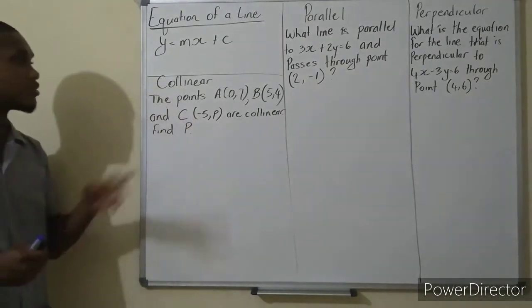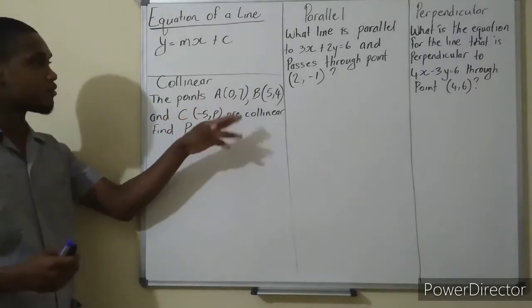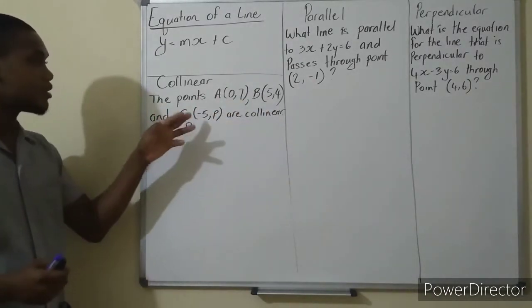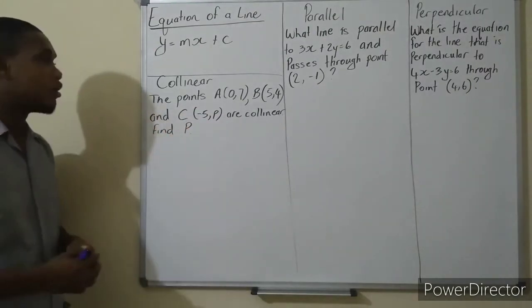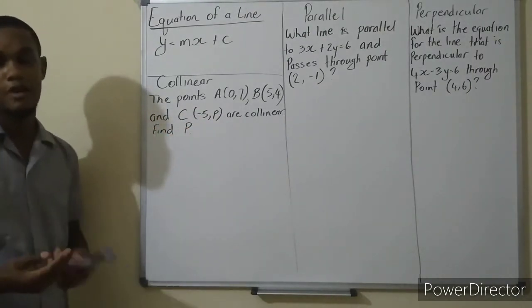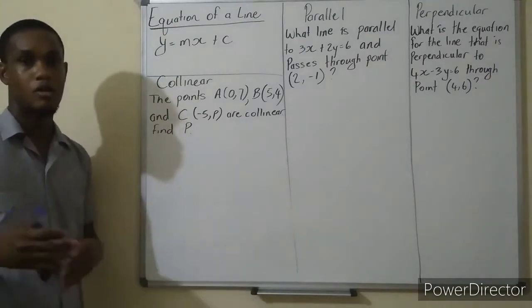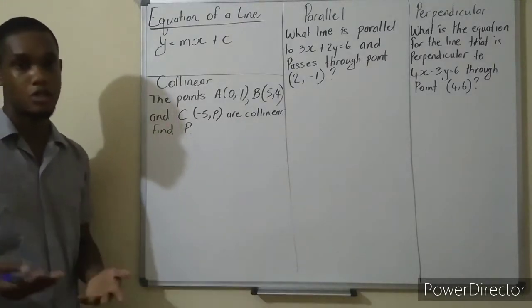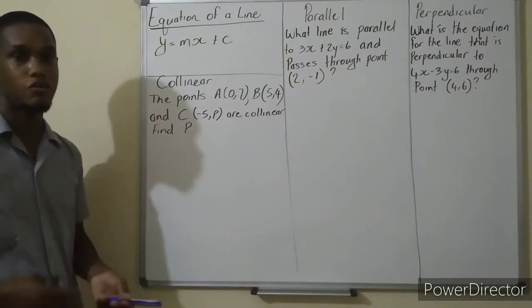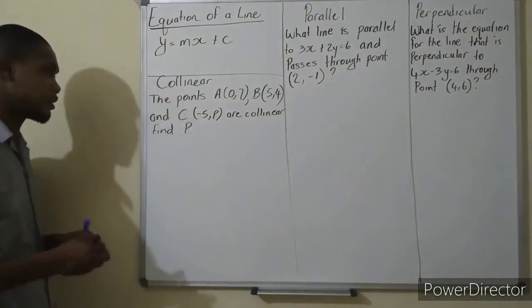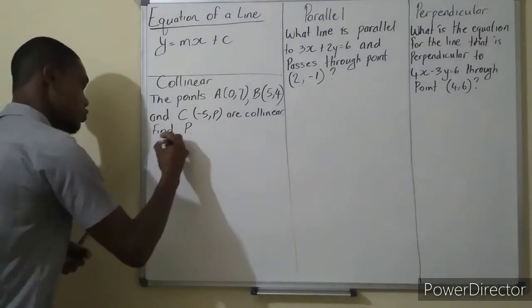So the question here says the points A (0, 7), B (5, 4), and C (-5, p) are collinear. Find p. Now for you to find p, you would have to first find the gradient. There's another video on how to find gradient in different situations, so you can check it out to be more knowledgeable. So I'll just run through the gradient aspect. So first, you just use your formula.